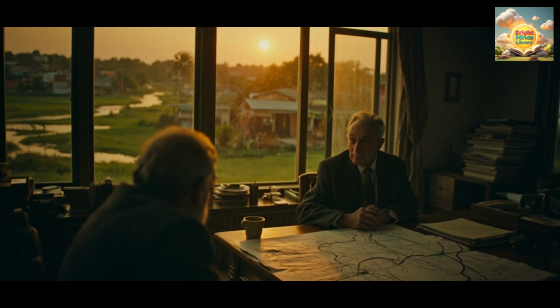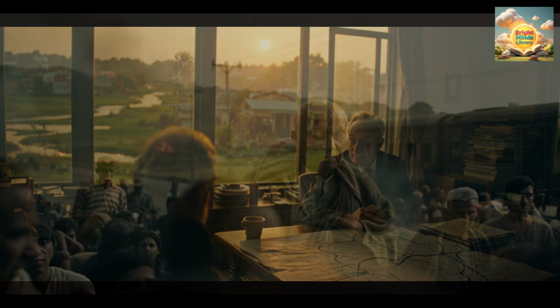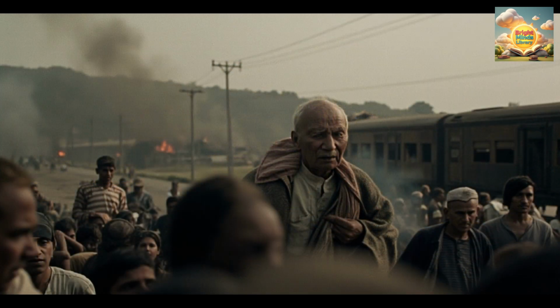British lawyer Cyril Radcliffe, who had never been to India, was tasked with drawing the borders. In just 5 weeks, he divided Bengal and Punjab, cutting through villages, rivers, and even homes. When the Radcliffe Line was announced on August 17th, people had already started killing and dying, unaware if they lived in India or Pakistan. Partition triggered one of the largest and most violent mass migrations in human history.